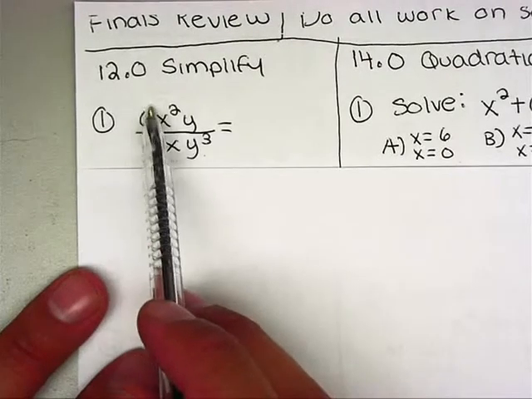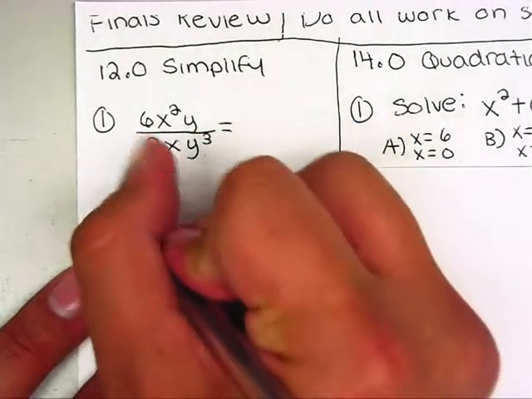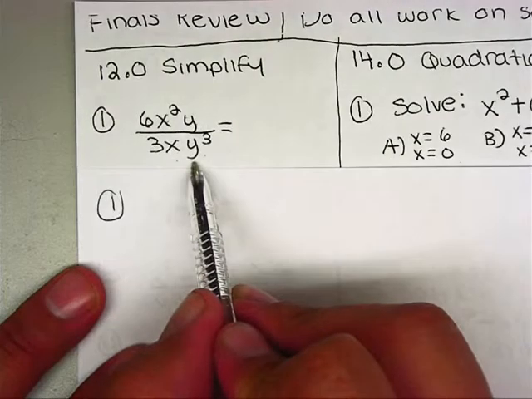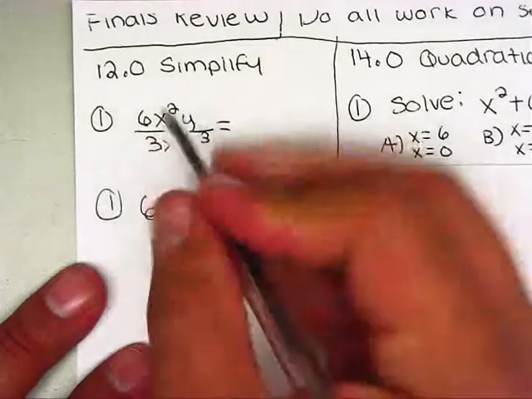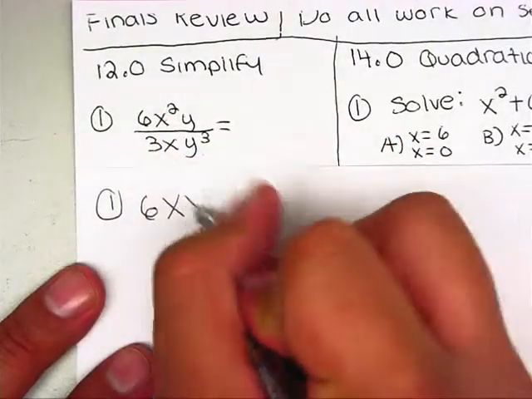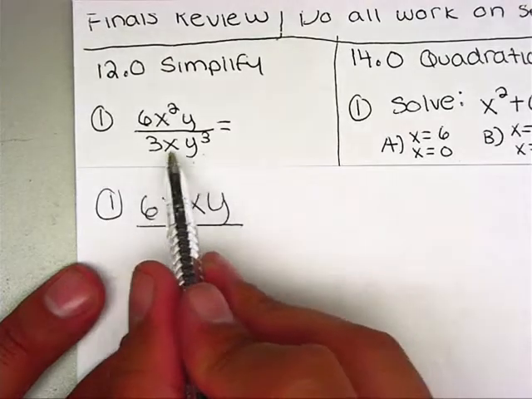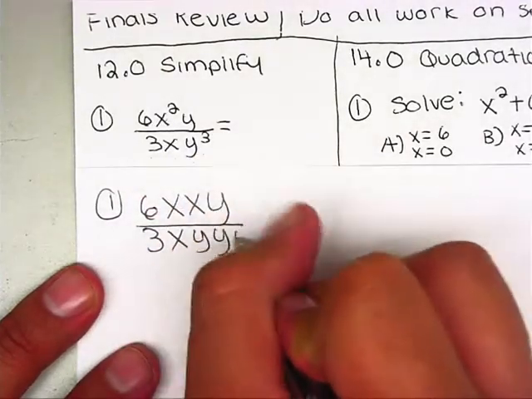For standard 12.0, we need to simplify. If I have question 1, 6x squared y over 3x y to the third. The idea behind this problem is to expand. 6x squared is 6xx, then a y. Over 3x y to the third is 3x, then 3y's.